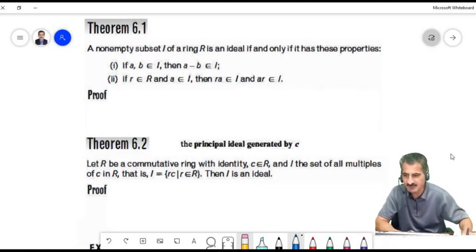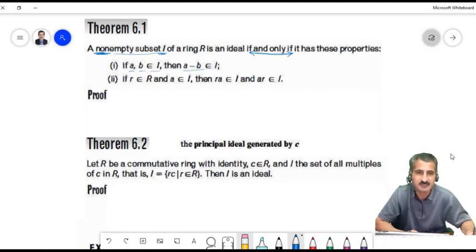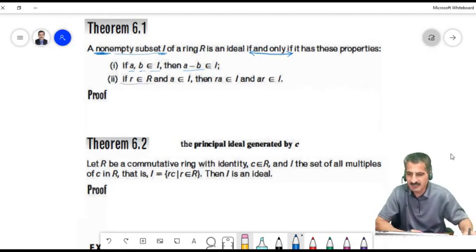But first here it says a non-empty subset. Okay, a non-empty subset I of a ring is an ideal if and only if it satisfies the following. For every a, b belongs to I, their subtraction is in I. So that axiom is to guarantee it is a subgroup, right? Okay. And then this is the absorption property of I that we know.